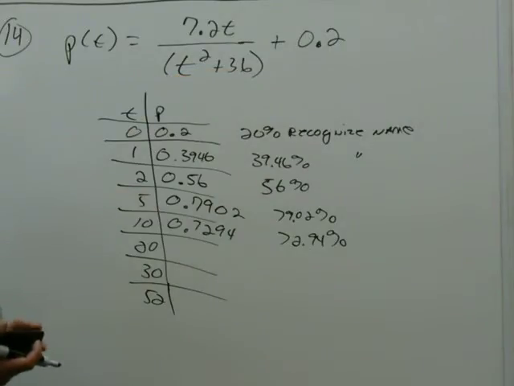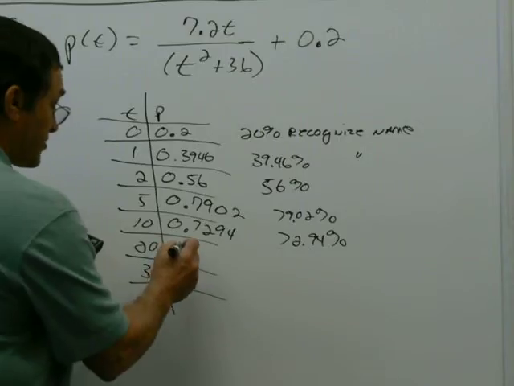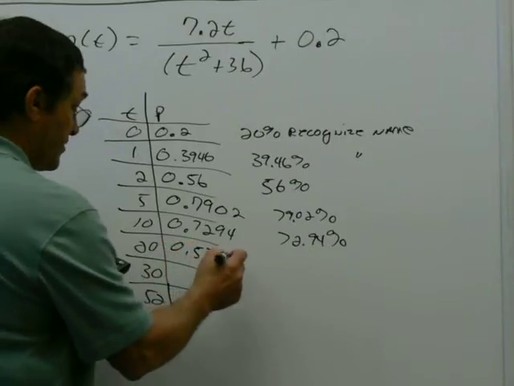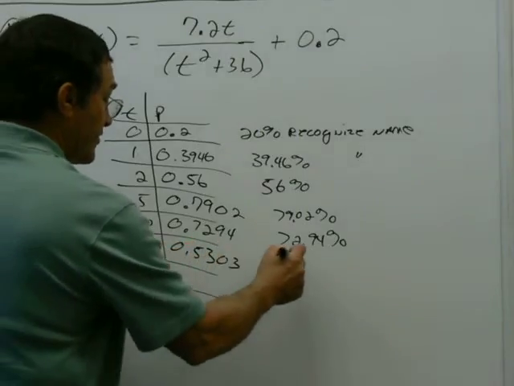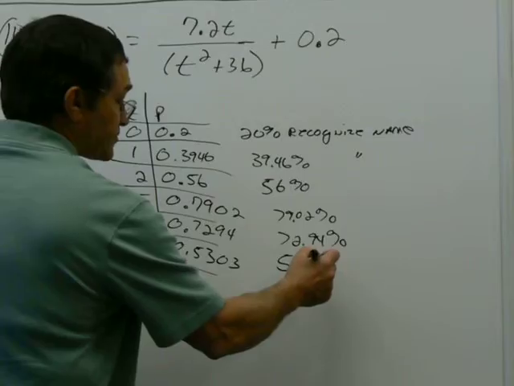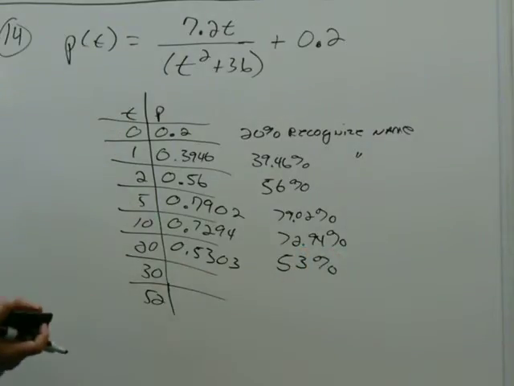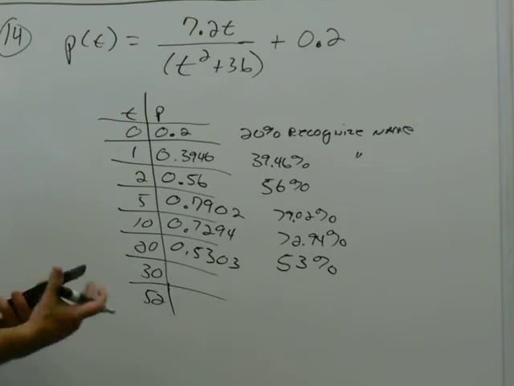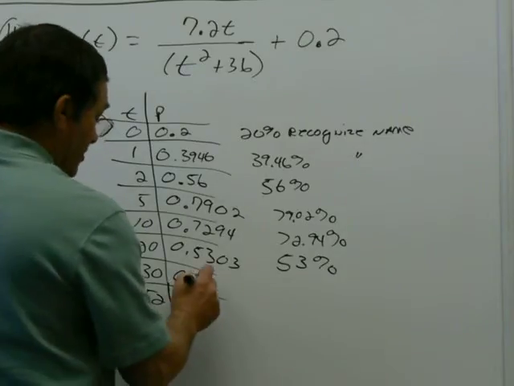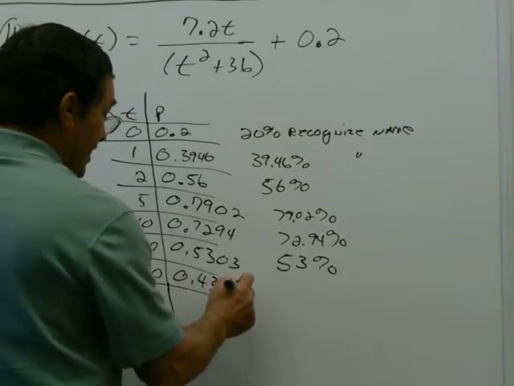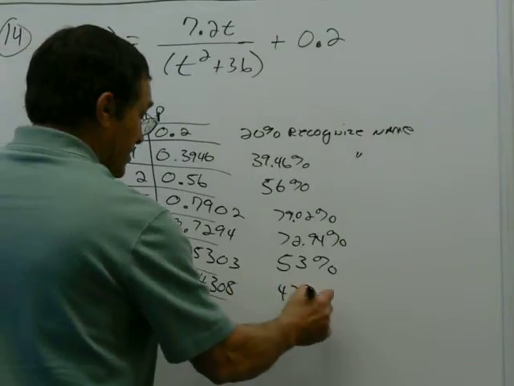But, let's try 20 weeks into the campaign, and I get 0.5303, so 53% of people remember the candidate's name. 30 weeks into the campaign, I get 0.4308, which would be about 43%.